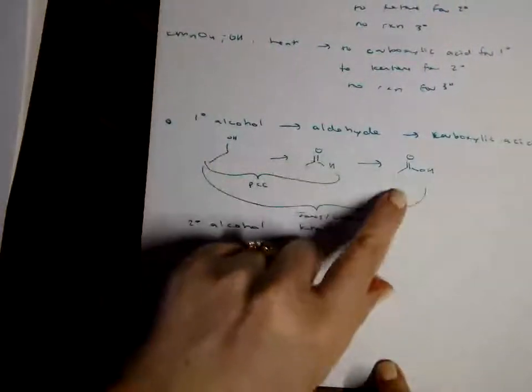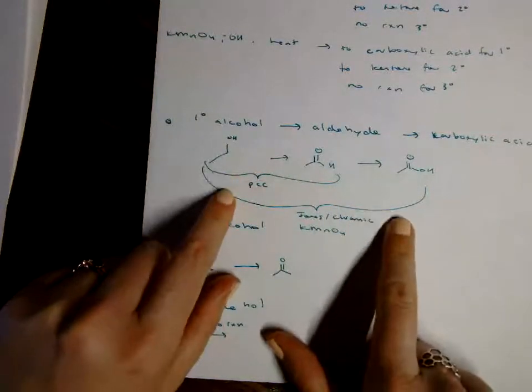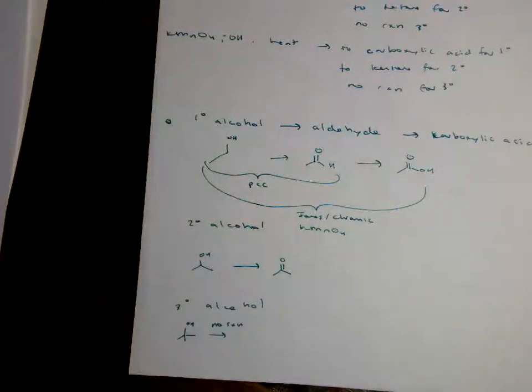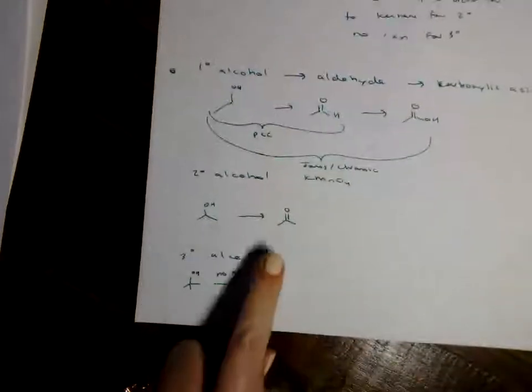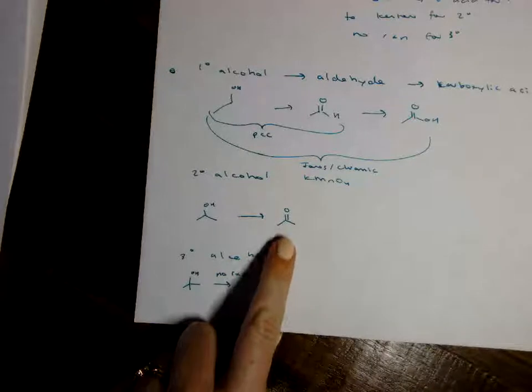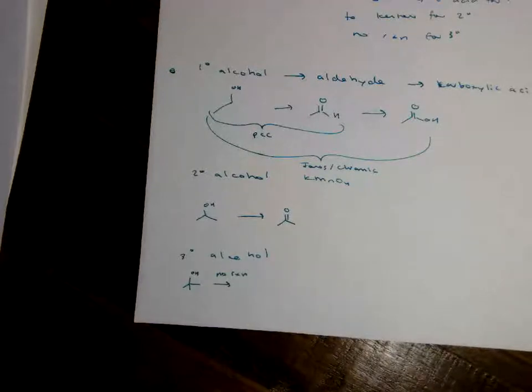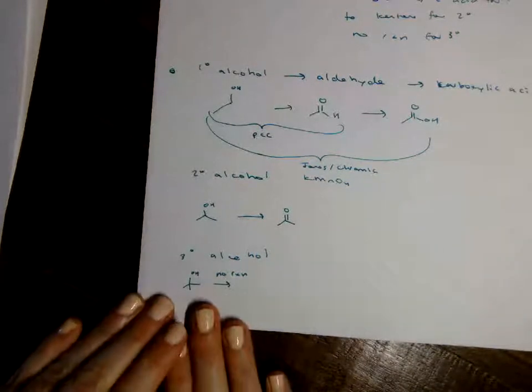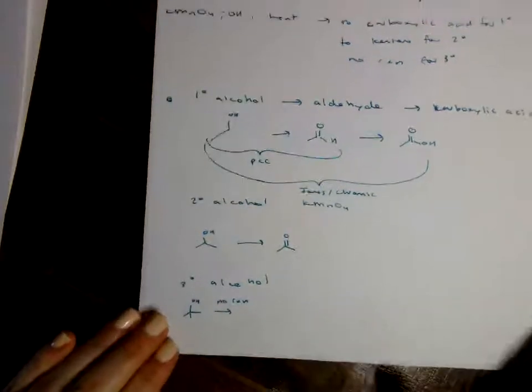And then I did a little overview. So it's like primary alcohol to aldehyde to carboxylic acid. PCC is only strong enough to do this first step, but both Jones reagent and KMnO4 will go all the way to the carboxylic acid. Secondary alcohols always stop at ketone because you can't add another oxygen bond. You can't break a carbon-carbon bond, and for that same reason, tertiary alcohols never react.